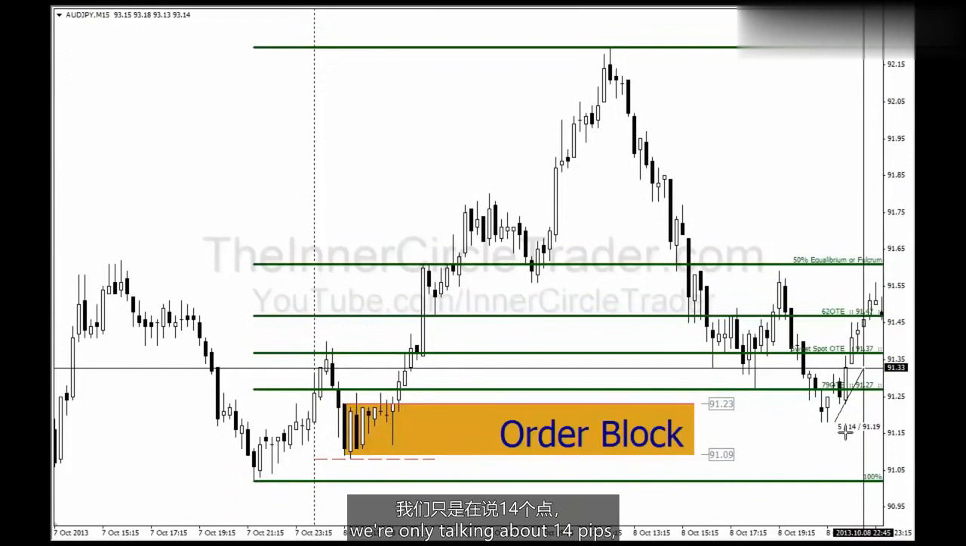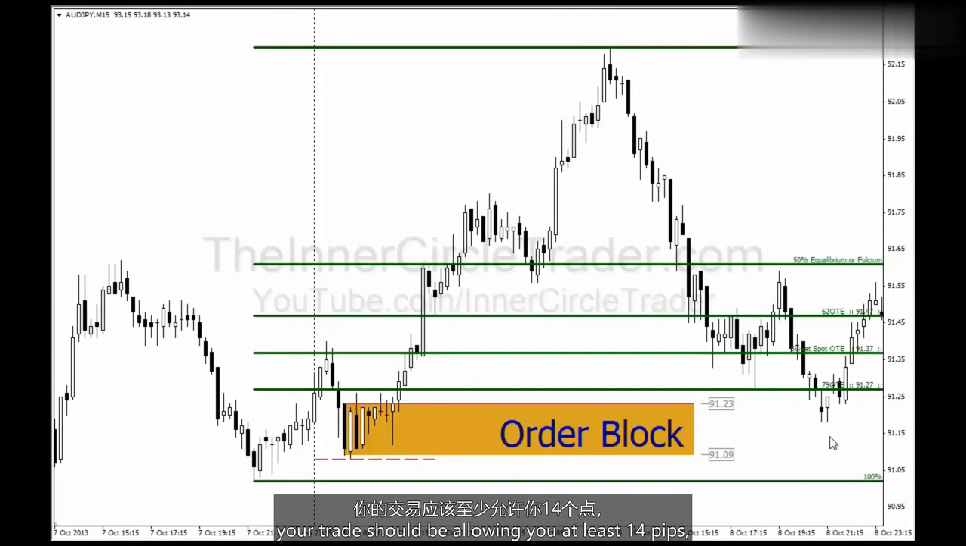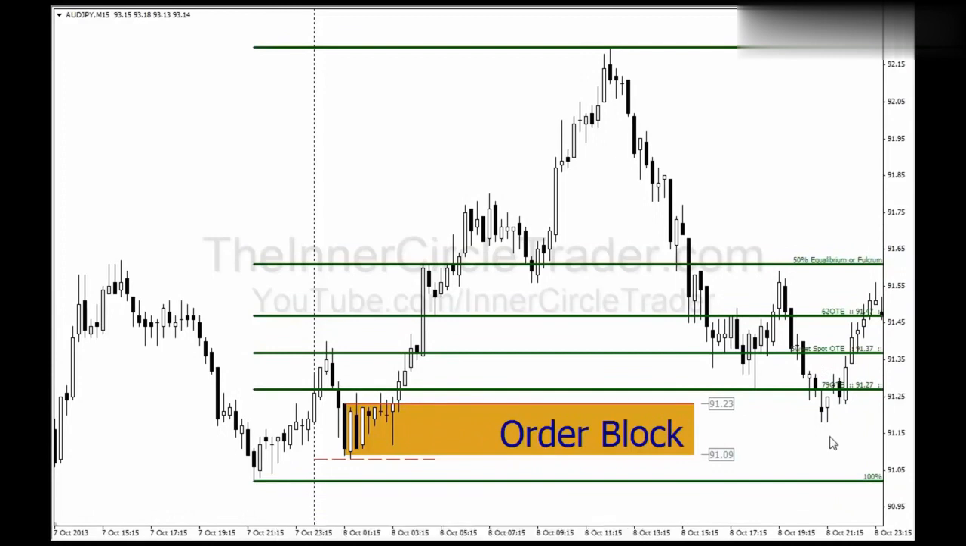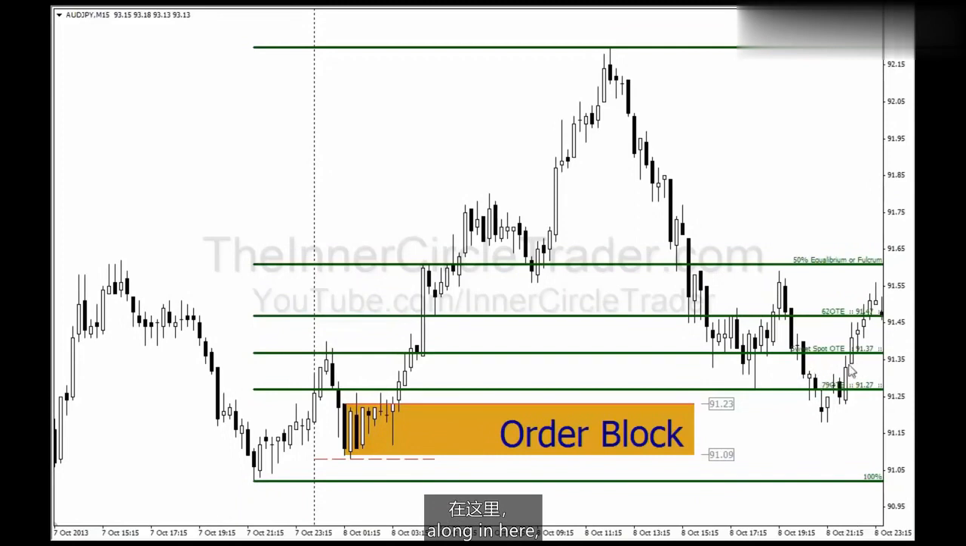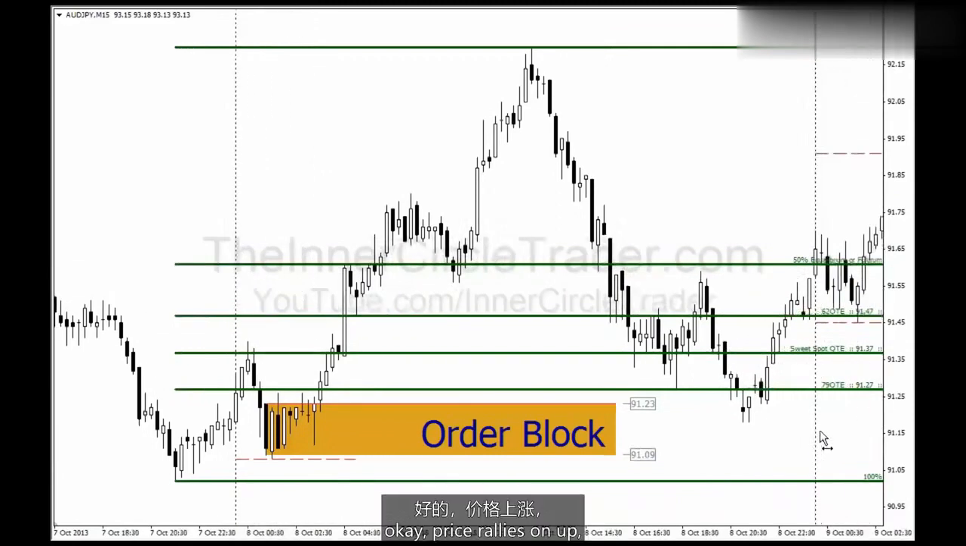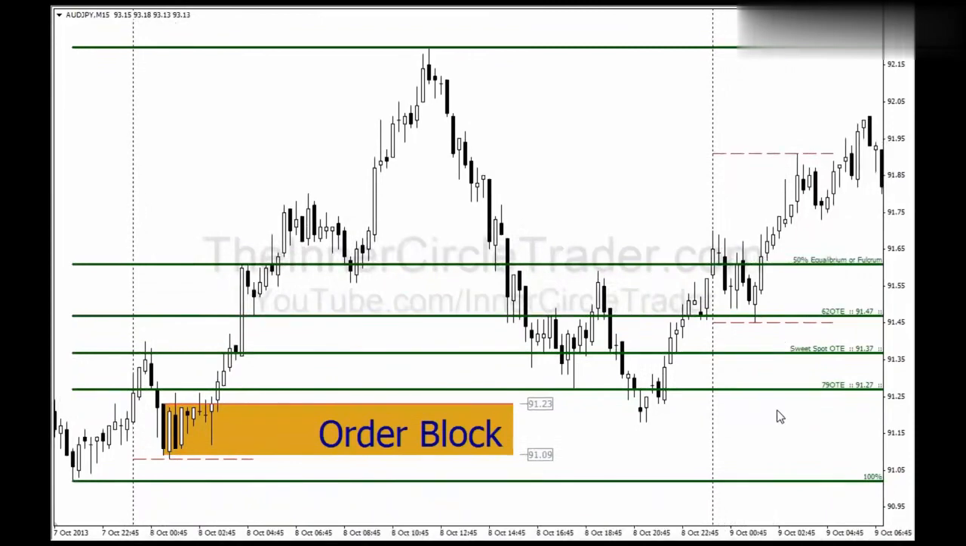We're only talking about 14 pips, okay, so your trade should be allowing you at least 14 pips movement, but that's for another video where we're going to get to stop losses and such. But catching along in here, price rallies on up, starts to move higher, and then we have another area.